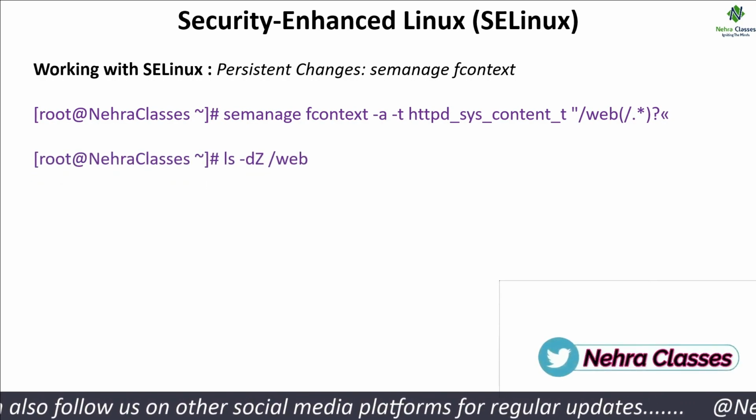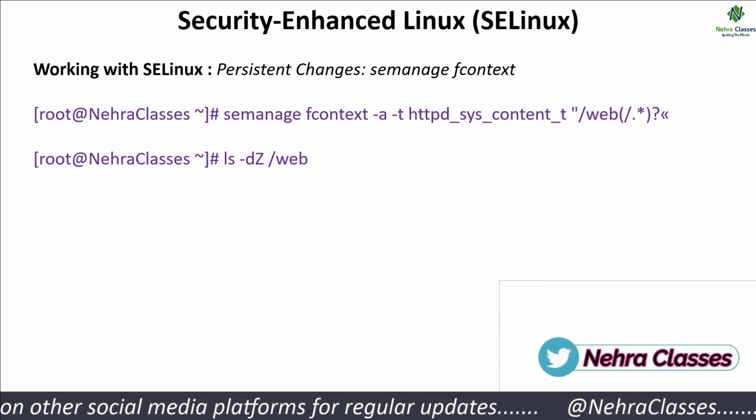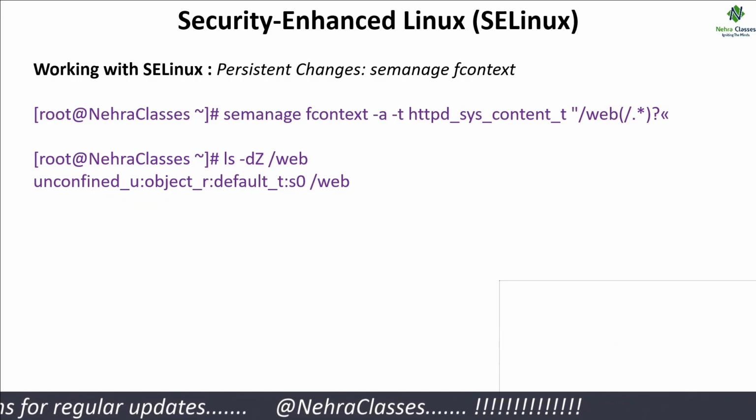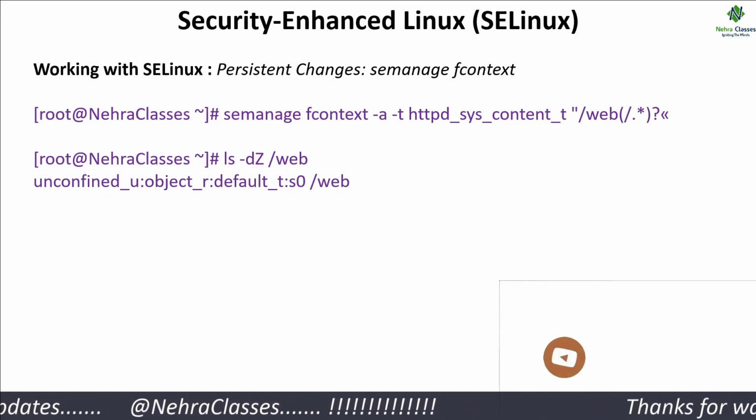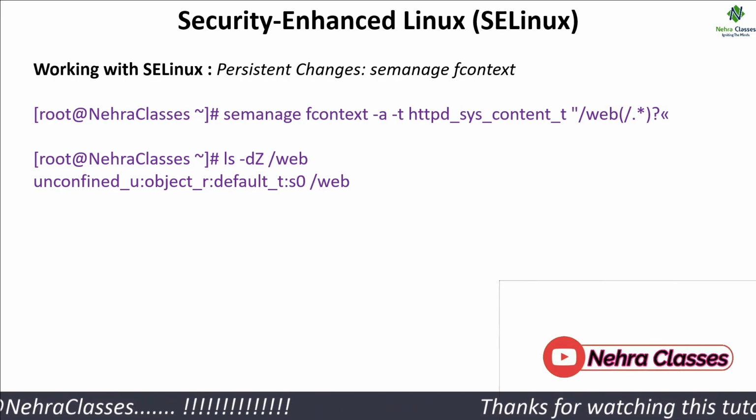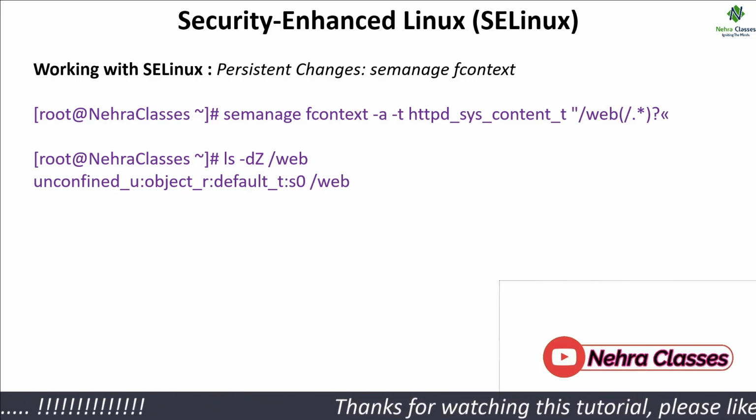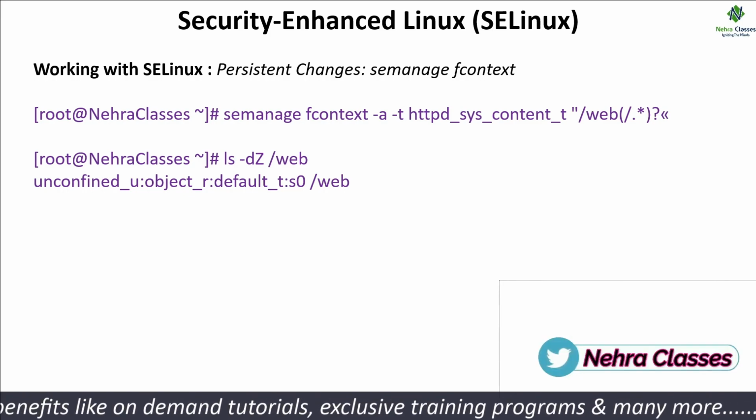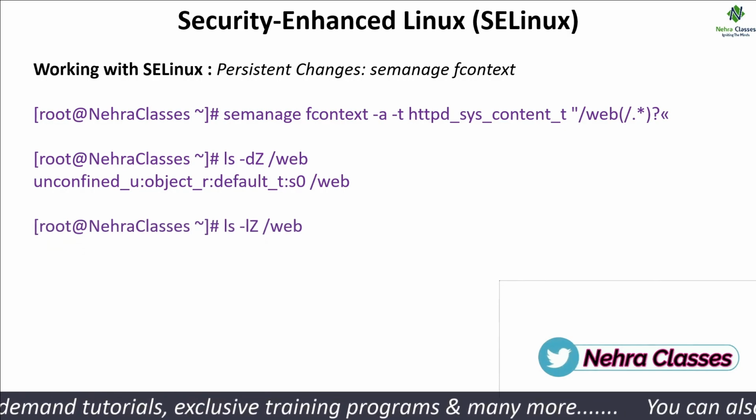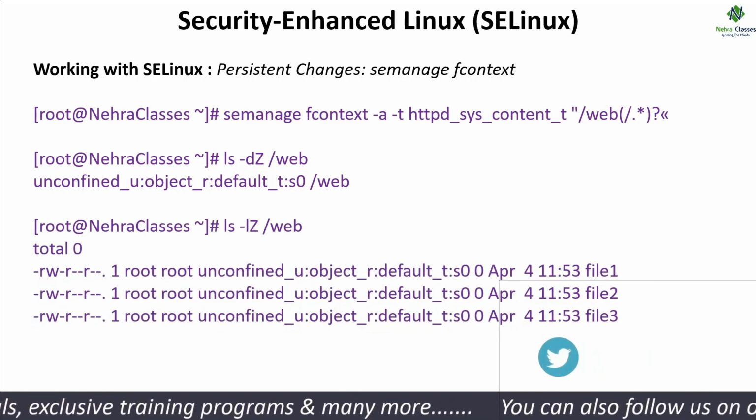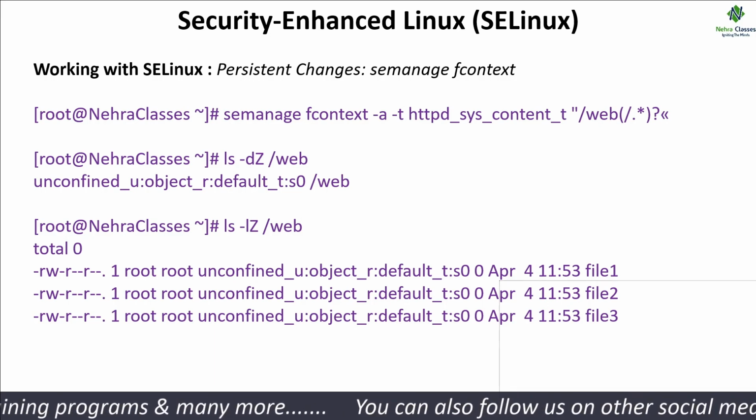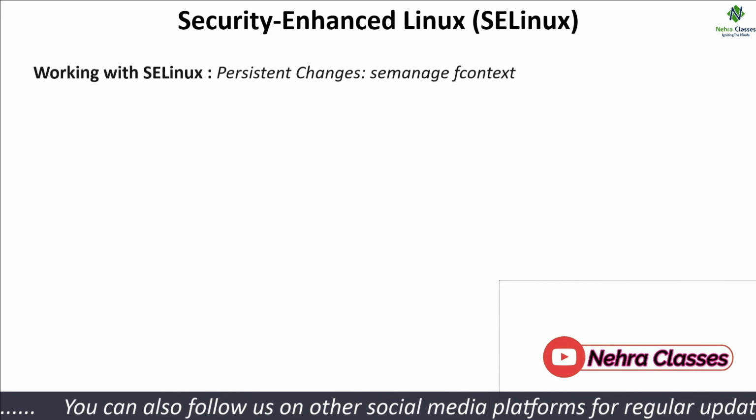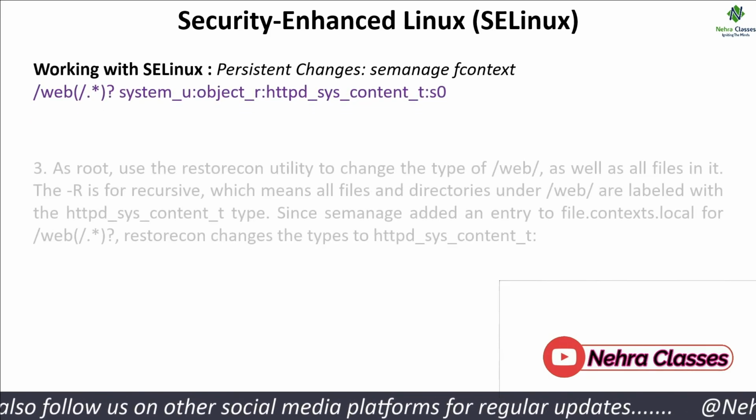After that we will list the SELinux context for this directory and it will show up as default_t because the changes which we have made have not been applied on the directory SELinux context, but an entry has been added to the targeted policy file. In the same way, we can check the type for the files as well, and the type will show up as default_t. Now we will use the restorecon utility to apply these changes.